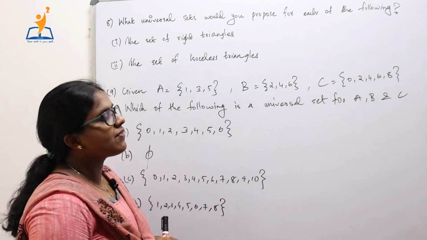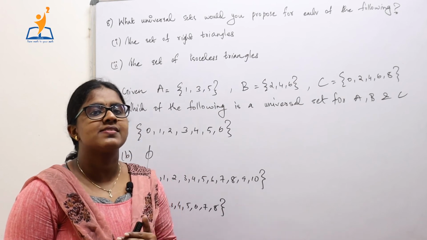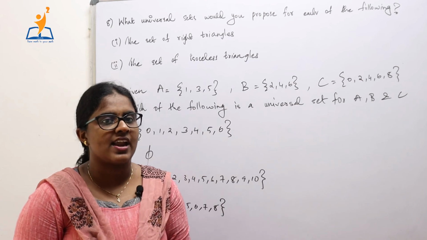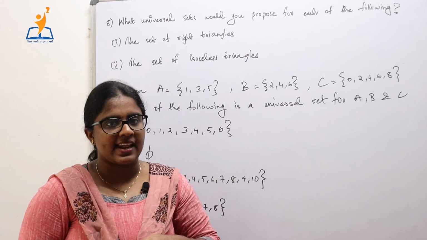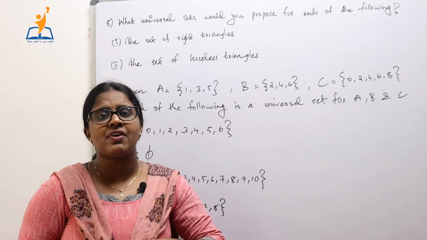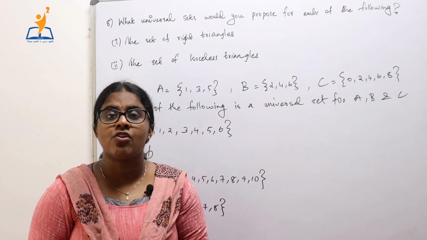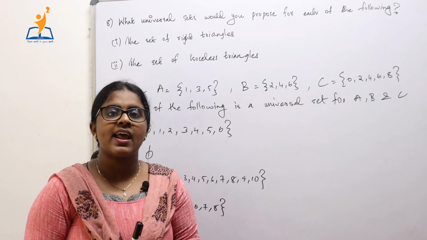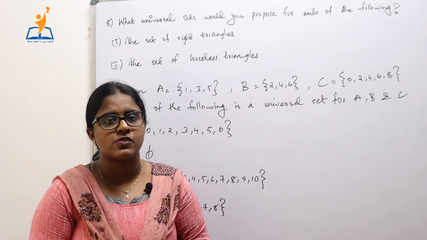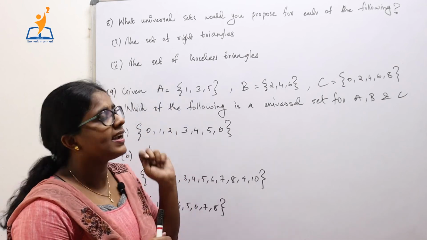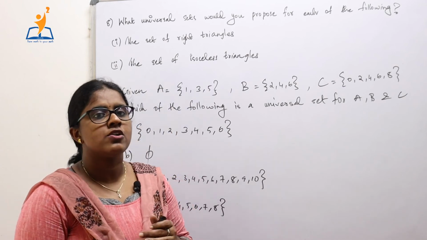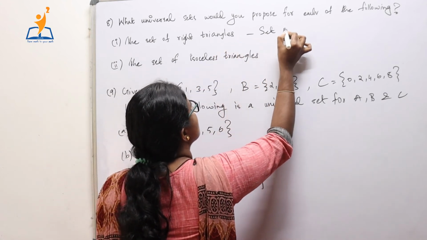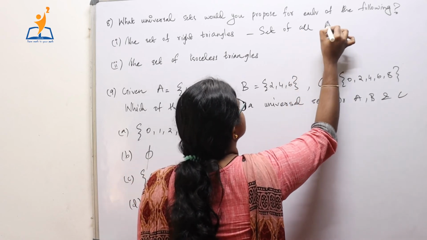So the set of right triangles, what will be the universal set for the set of right triangles? Of course it should be a set which contains the set of all right triangles, and we can easily find such a set. It is the set of all triangles. The set of all triangles contains all the different types of triangles, so of course it will contain the set of right triangles also. So the universal set for the set of right triangles is the set of all triangles.